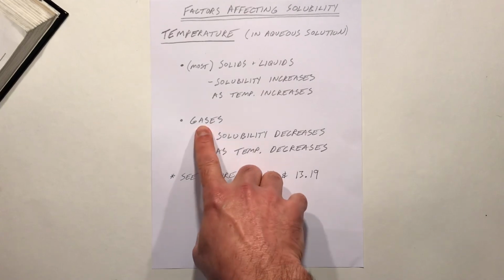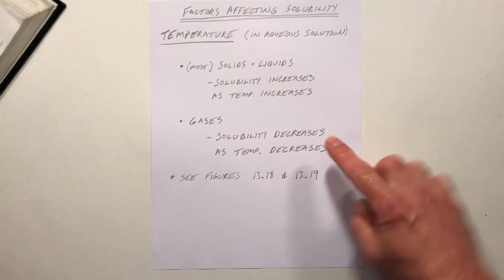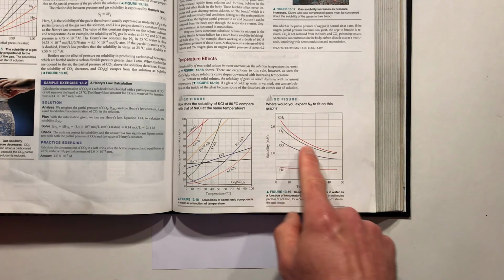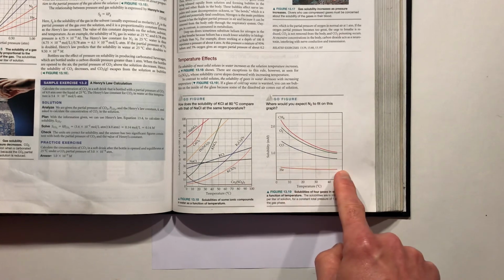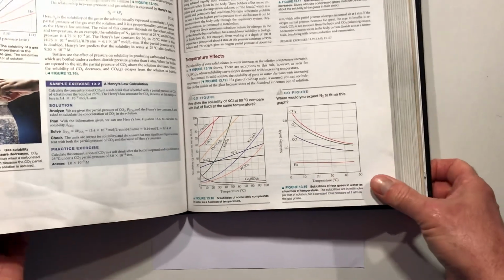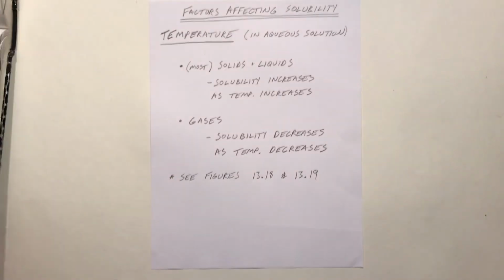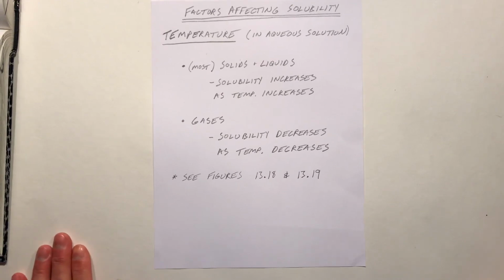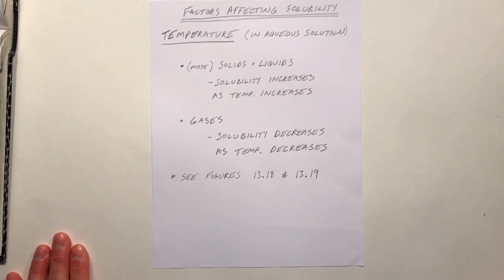And then for gases, solubility decreases as temperature increases. So if we take a look at gases on this figure 13.19 in your text, you can see that they trend downwards, solubility on the y-axis, temperature on the x-axis. As temperature goes up, we see decreasing solubility. So if you're going to try to fish and catch the big lunkers that need a lot of oxygen, where the big fish are is going to be down in the deep water where it's very cold and there's a lot of oxygen dissolved. If the water gets warm, less oxygen gets dissolved, and that affects the aquatic life, and typically you won't find the big fish in the warmer water.